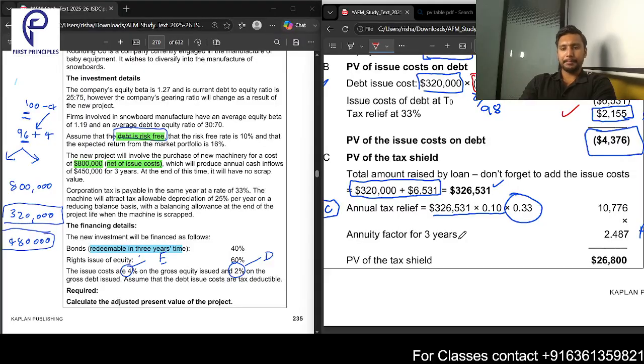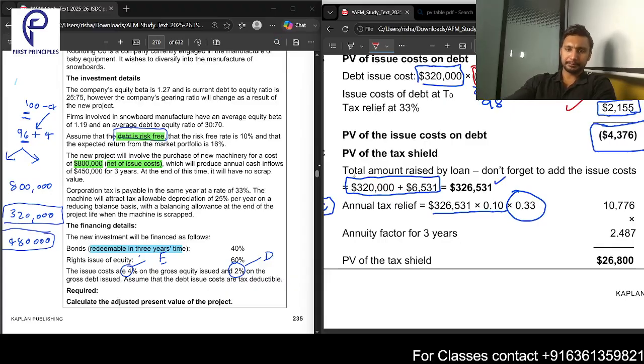For the tax shield, we have to take the total loan amount raised, and you have to add the issue cost to that. So with that, you will get interest relief on the total loan amount, because interest is generally tax deductible. So the total amount into the interest rate into the tax, and then you have to apply the annuity factor for 3 years to arrive at the present value. In case the tax is delayed, then the first year's annuity factor, you'll have to discount it. Only if it is delayed.